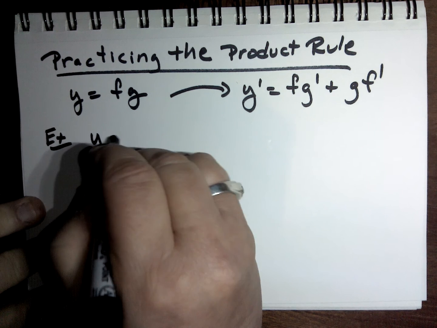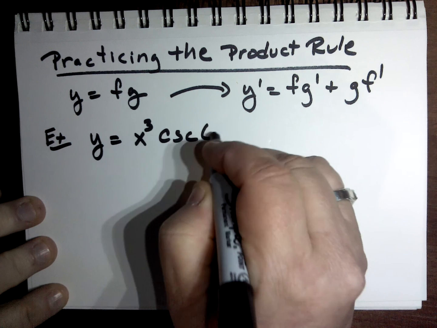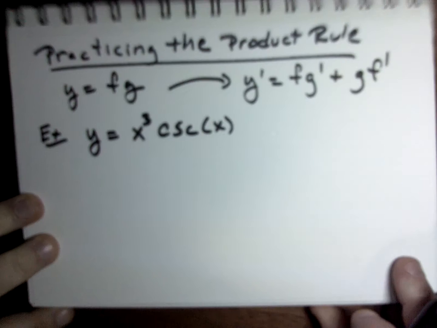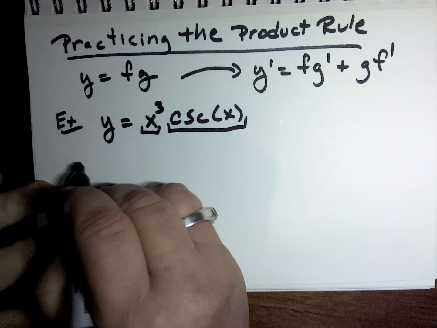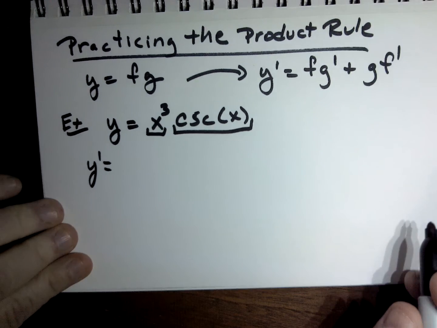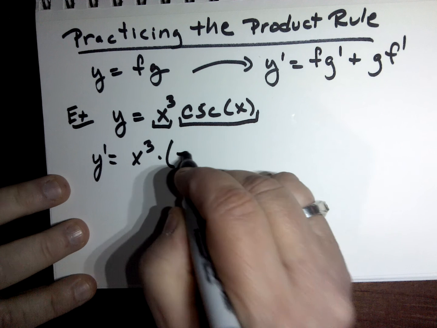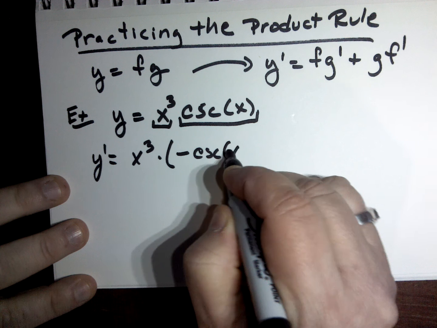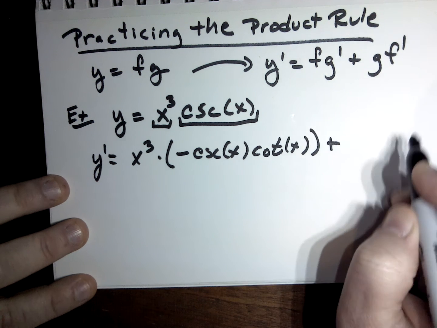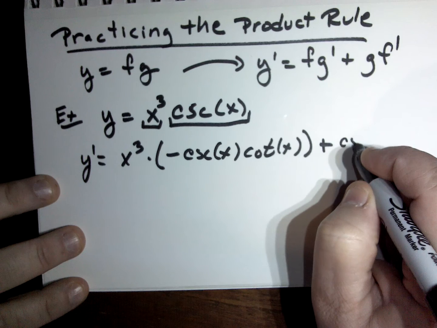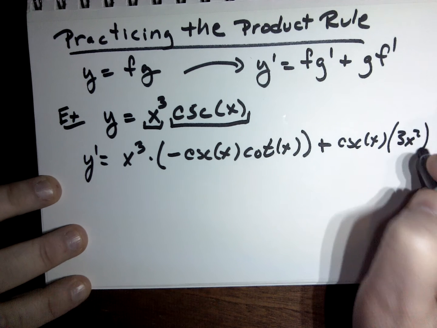Let's say I have y equals x cubed times cosecant of x. So here's one function, here's the other. When I do the product rule, I'll have x cubed times the derivative of cosecant, which is negative cosecant x cotangent x, plus the second, make sure I don't run off, cosecant x times the derivative of the first, 3x squared.